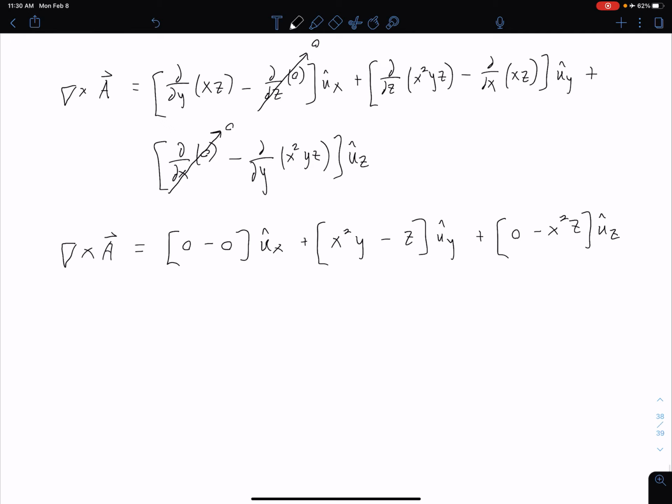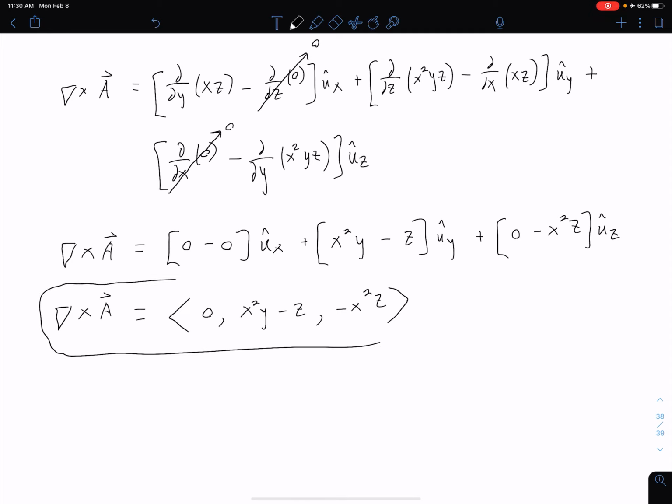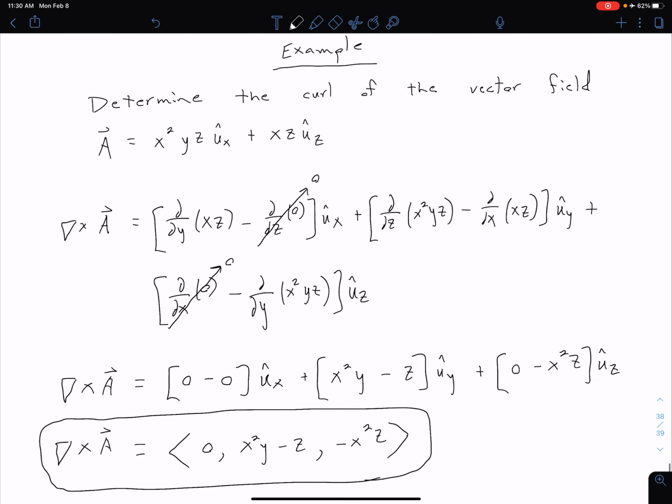So our final answer then would just be that the curl, so del cross A, is equal to, in our x direction we have 0, in our y direction we have x squared y minus z, and in our z direction we have negative x squared z. So that's how we would use our equation to find the curl of a vector field.